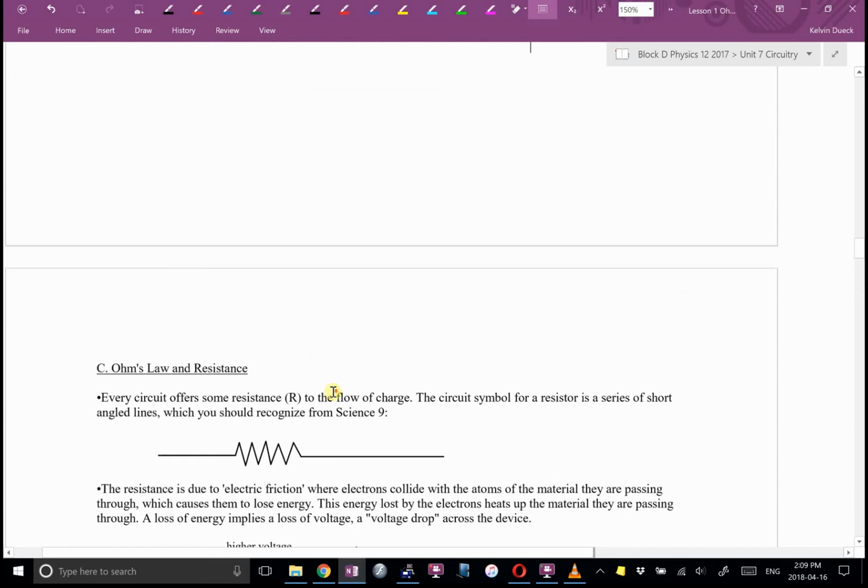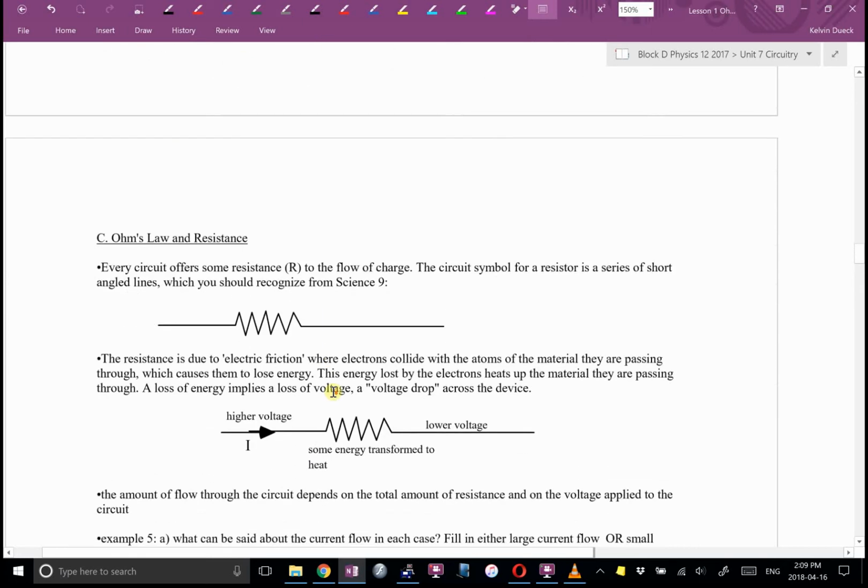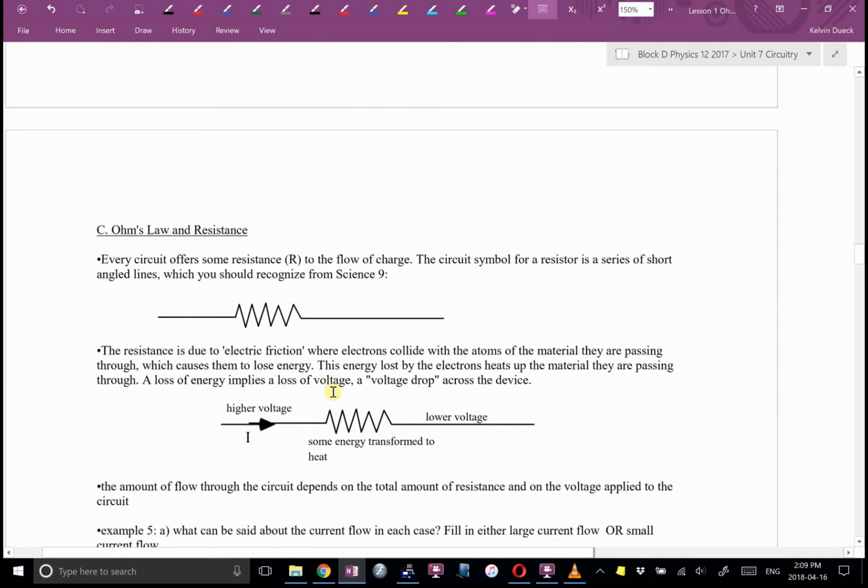So this brings us to Ohm's law and resistance. Every circuit offers some resistance, symbol R, to the flow of charge. The circuit symbol for a resistor is a series of short wavy lines, which you might recognize from Science 9. So that symbol there can be a light bulb, an iPod, a toaster, a stove, whatever.